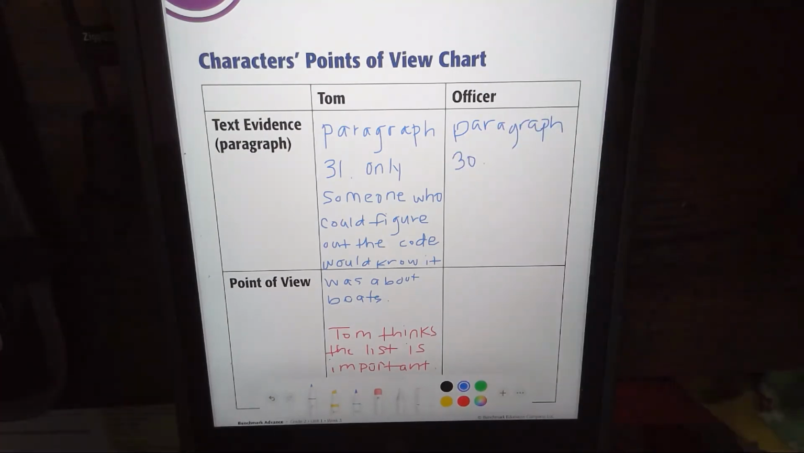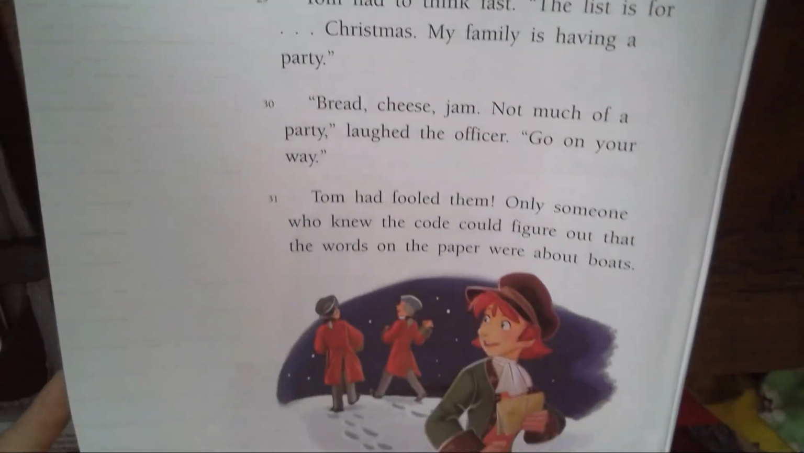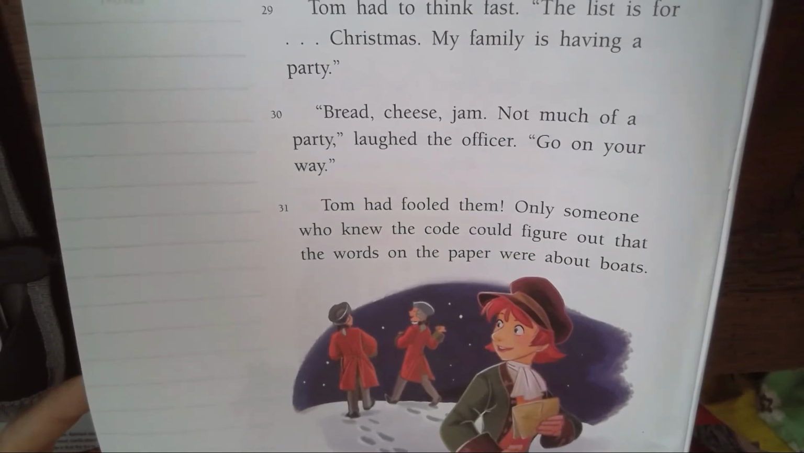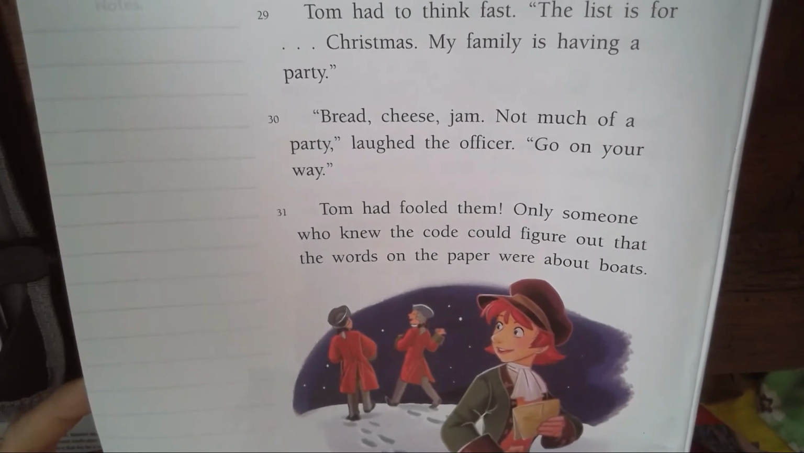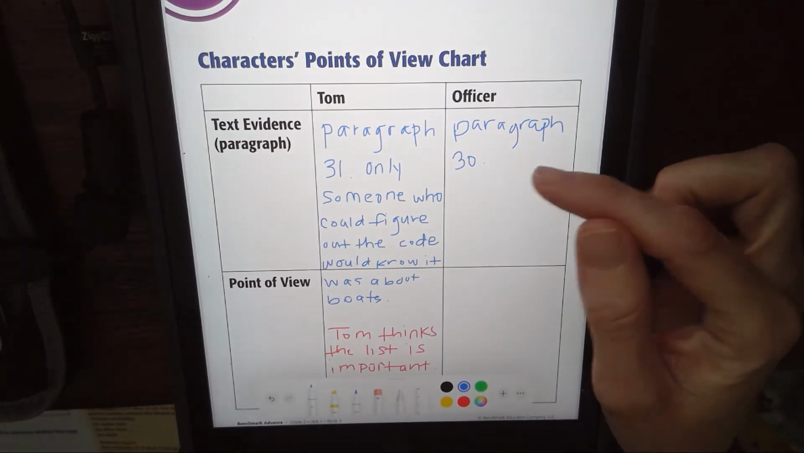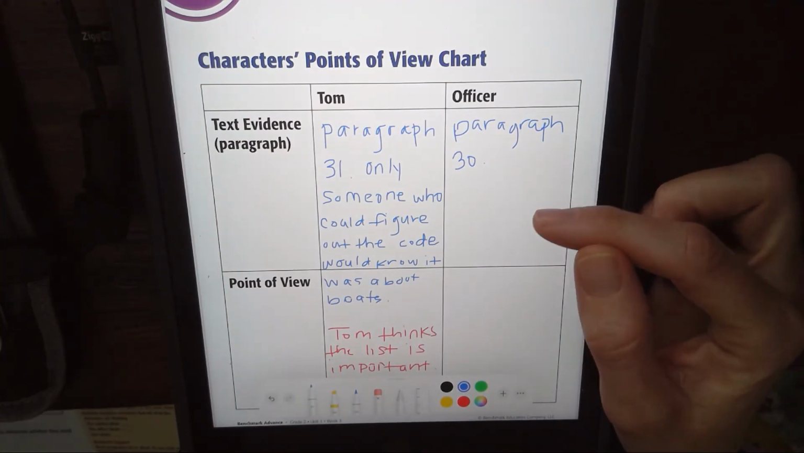Now let's read that one more time just to remember. Bread, cheese, jam, not much of a party, laughed the officer. Go on your way. So he's really kind of making fun of him. He's laughing. He's like thinking this note is not important at all.